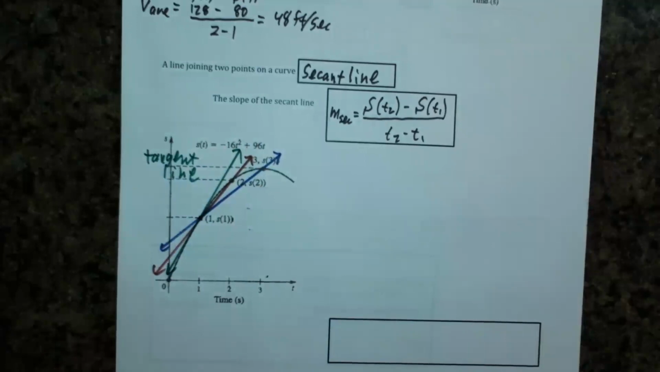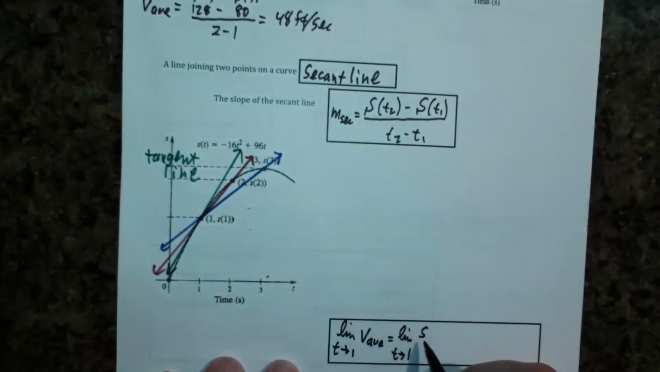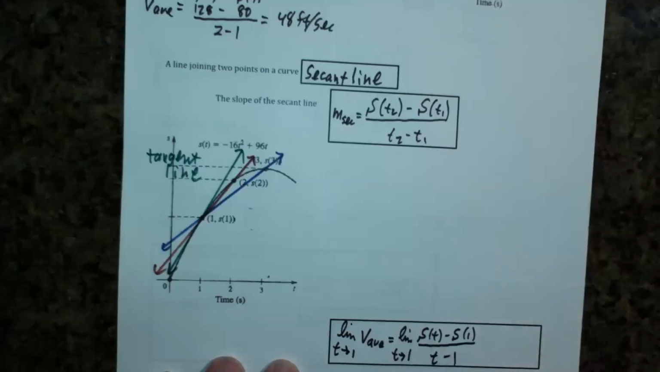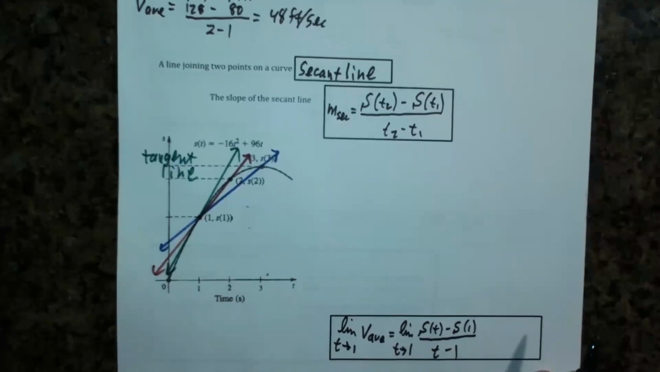And so to sum up, this lesson's particularly short. If we take the limit as t approaches 1 of the average velocity, we get the limit as t approaches 1 of s of t minus s of 1 over t minus 1. Now, that might look a little weird to us because we have still t's in there and things like that. But you can see as t is approaching 1, that's approaching 0 in the denominator. So we're going to have a way to combat that.